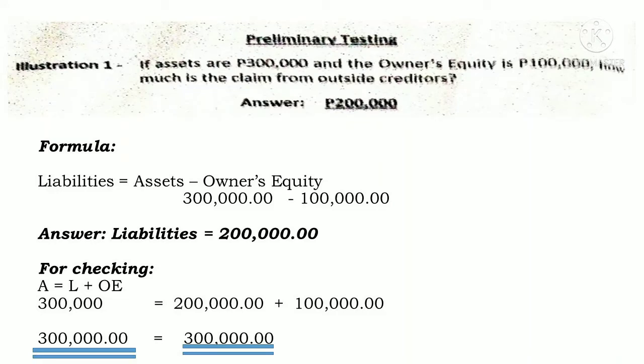So, for checking, ang ato accounting equation is equals to assets equals to liabilities plus owner's equity. So, butang diri ang given nga data, 300,000 ang assets. Ang owner's equity is 100,000. Then, ang atong answer sa liability is 200,000. So, balance siya, no? Ang debit ug ang credit sides.